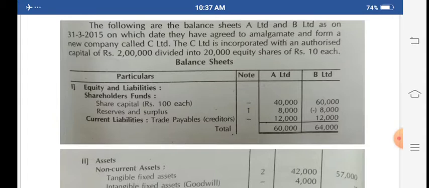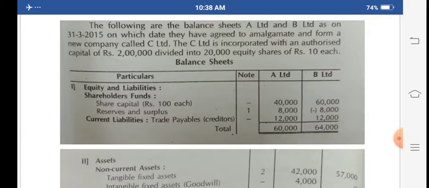In the last class we saw the problems where we used both methods: amalgamation in the nature of merger as well as amalgamation in the nature of purchase. You only have to know the difference between merger and purchase. For the merger method, if all the conditions I explained in the last class are fulfilled, then it is amalgamation in the nature of merger. If any one of the conditions is not satisfied, then it is amalgamation in the nature of purchase.